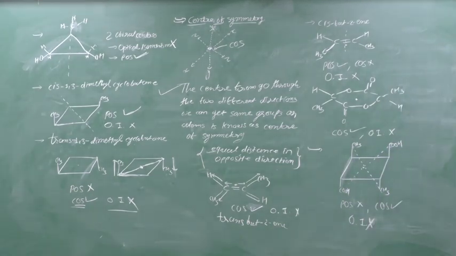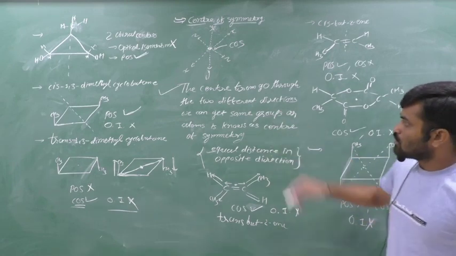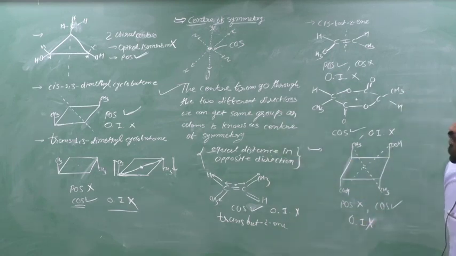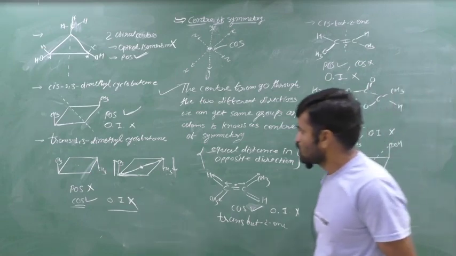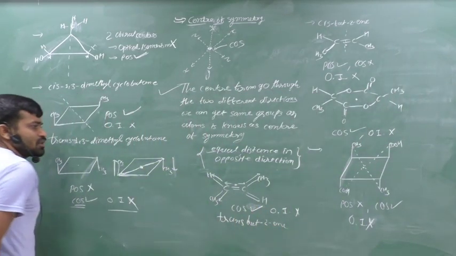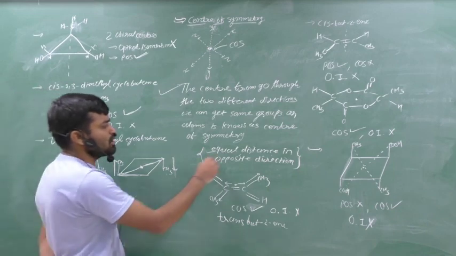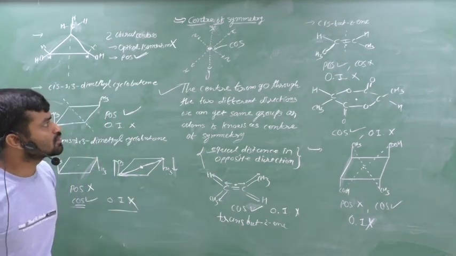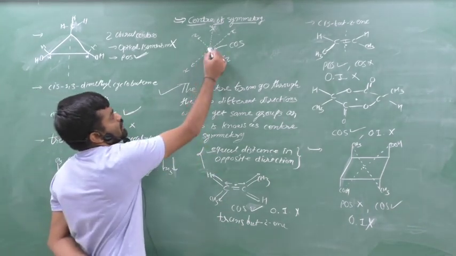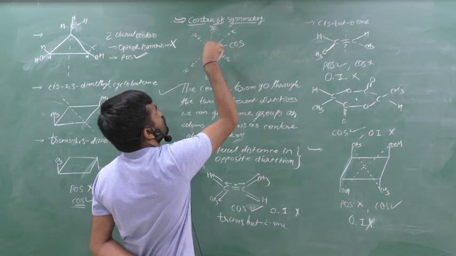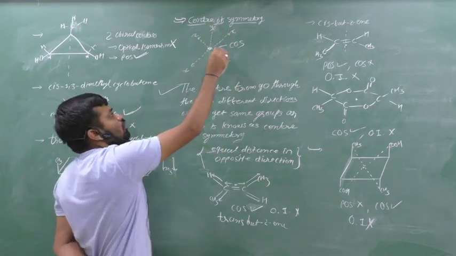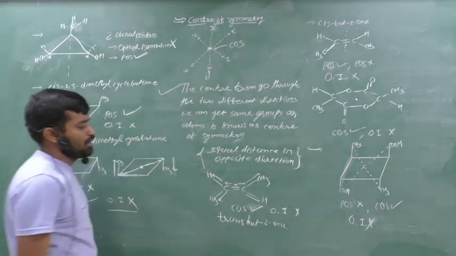Clear? Write down this: the center from which, going through two different directions, we get the same groups or atoms is known as the center of symmetry, meaning equal distance in opposite directions of atoms from the center. Equal distance, opposite direction. It is the center of symmetry.